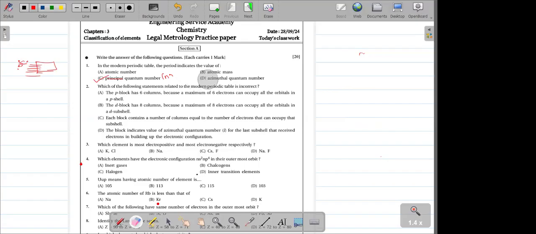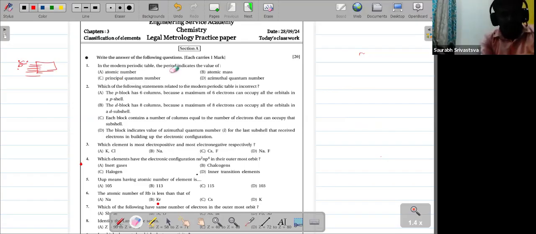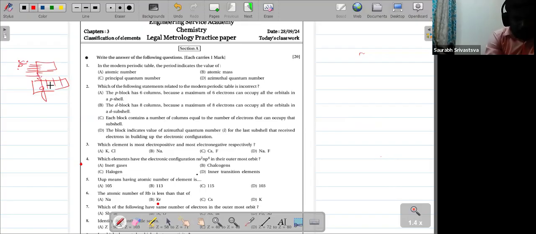Yeah, the first question they asked: in the modern periodic table, what does the period indicate? So when you are taking the periodic table, yesterday we discussed the column is called a group, and the horizontal row is called a period. So first period we are writing only 2 elements. Second period 8 elements. Third period 8 elements. So how are they arranging the elements? Based on the principal quantum number, this is the principal quantum number only.